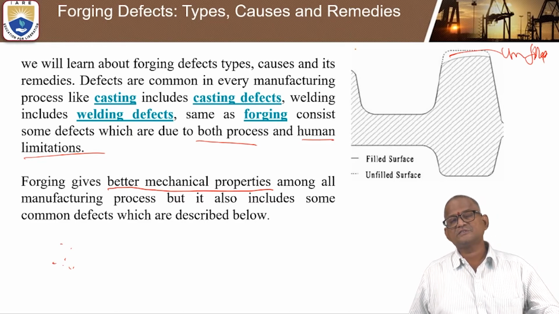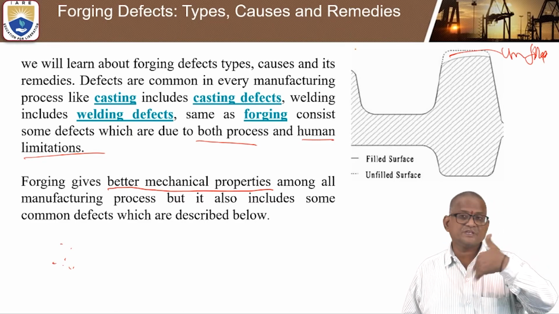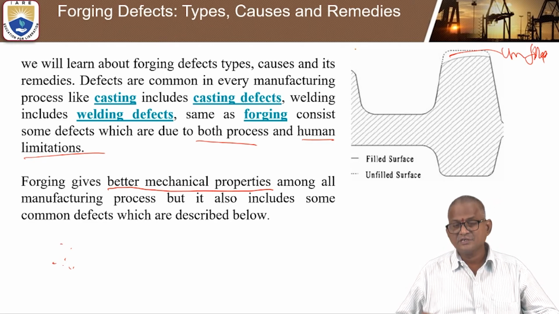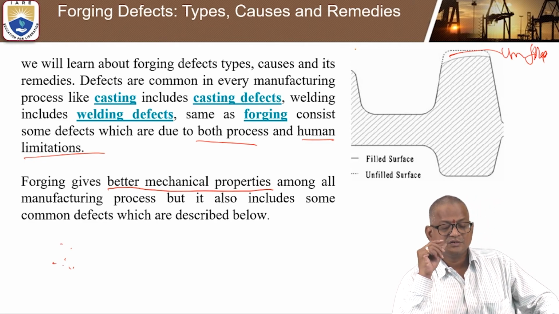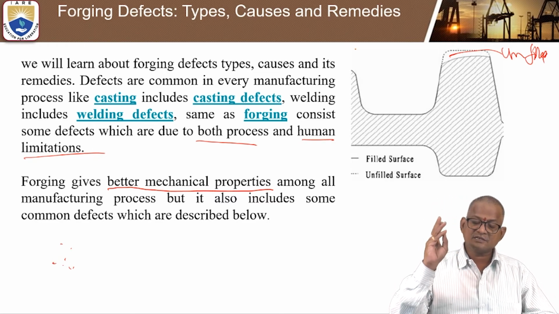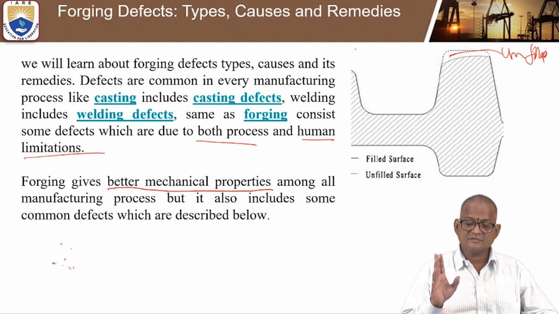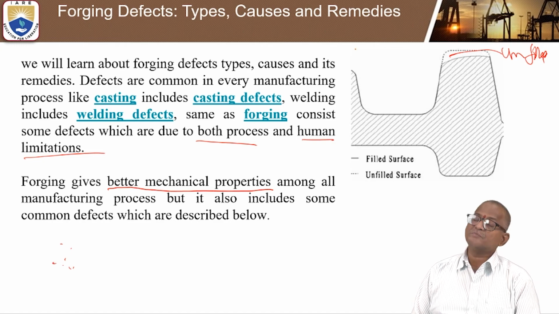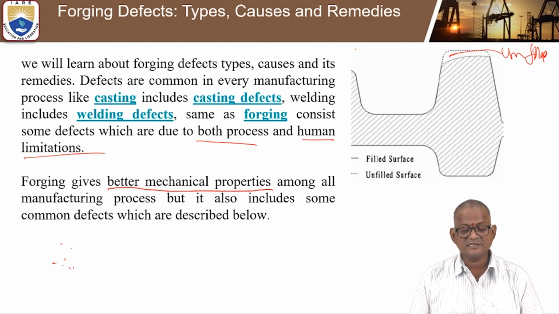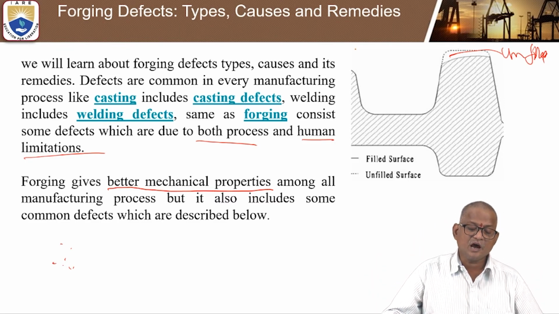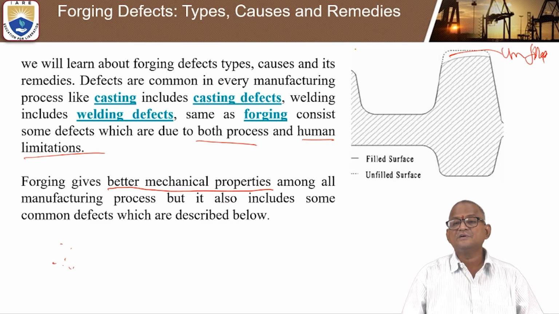You have already studied the term forging, which can be defined as hot forging. Forging defects are similar to casting and welding defects in material science. Forging gives extraordinary properties among all the manufacturing processes, but it includes some common defects which are described below.